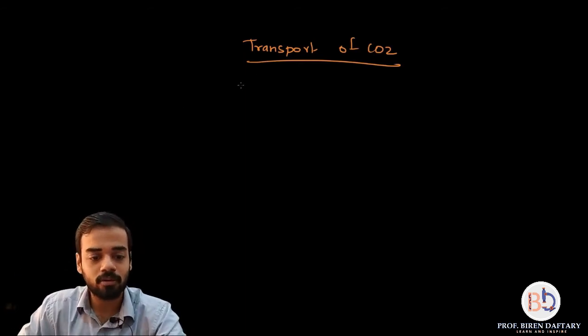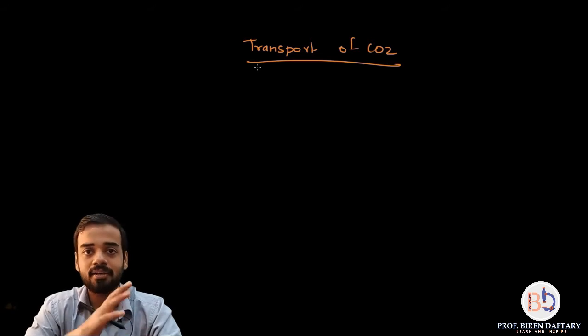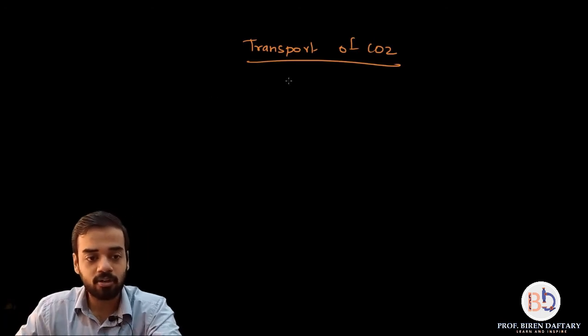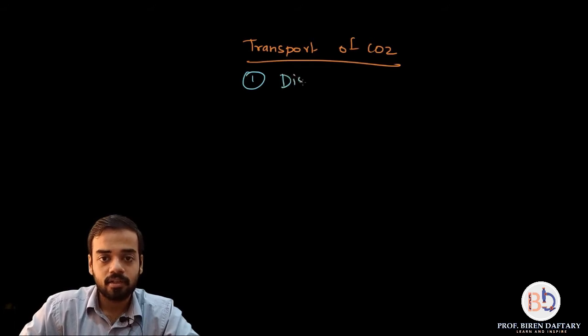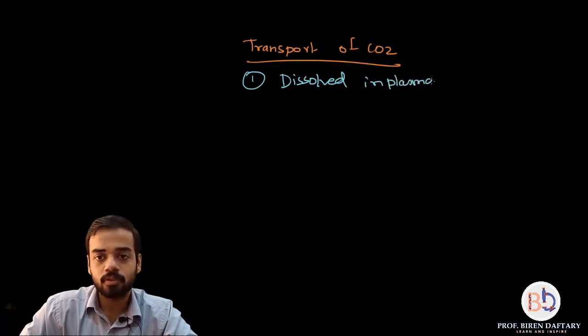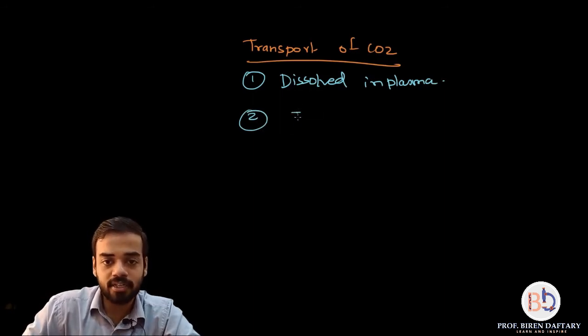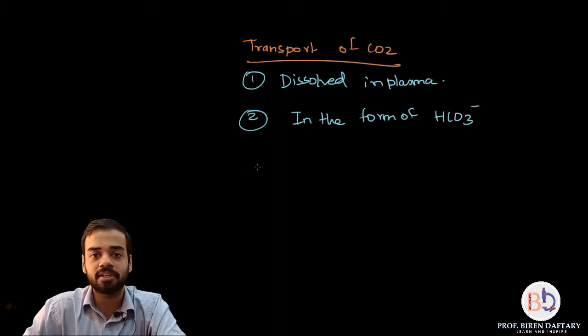Transport of carbon dioxide occurs in three ways. See, transport of oxygen occurs in two ways. The dissolved oxygen, which is 3%, will be taken by cells, and 97% is attached to hemoglobin. For transport of carbon dioxide, there are three ways. First is carbon dioxide dissolved in plasma. Second is transport of carbon dioxide in the form of bicarbonate ion. Bicarbonate ion is written as HCO3 minus.